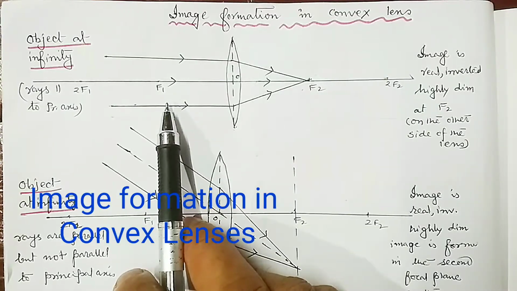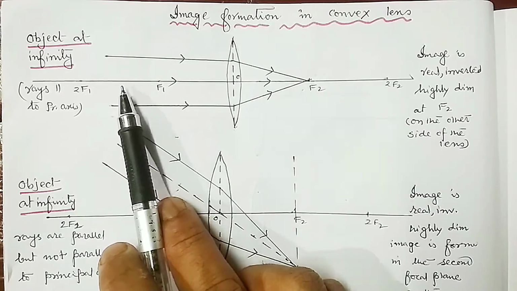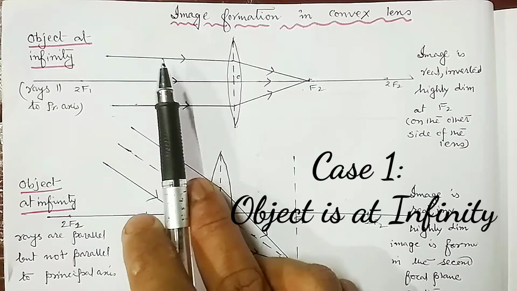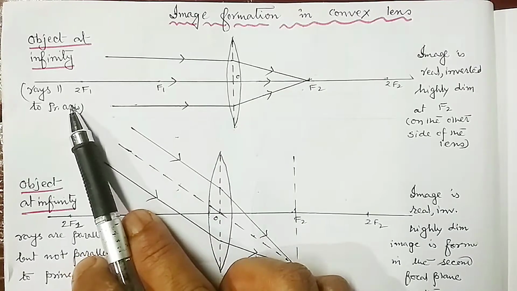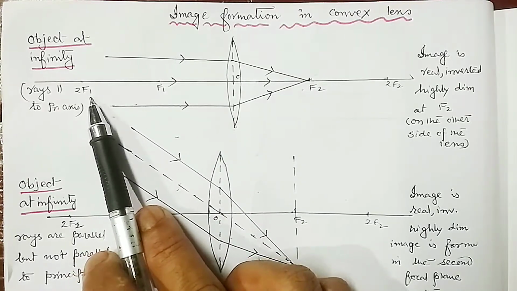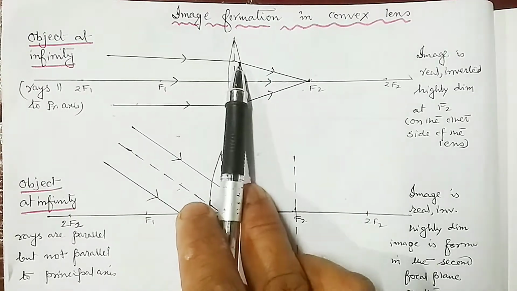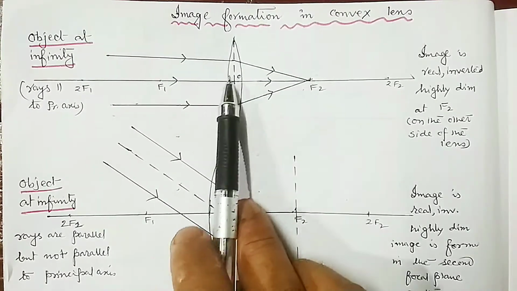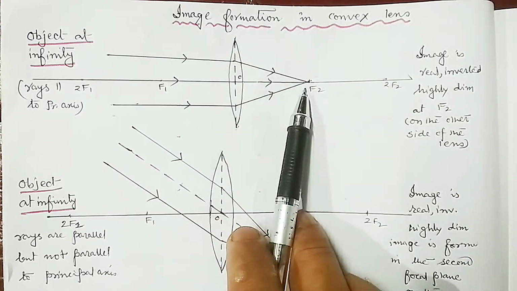Now I'll explain construction of images in a convex lens by ray diagrams, and this part is quite similar to the image formation in spherical mirrors. In the first case, the object is at infinity, such that the rays coming from it are parallel to the principal axis of a convex lens. Since the object is at infinity, the rays coming from it are always parallel. These rays, parallel to the principal axis, after refraction through the lens, pass through the focus. We know that any ray which is parallel to the principal axis, after refraction through the lens, passes through the focus.